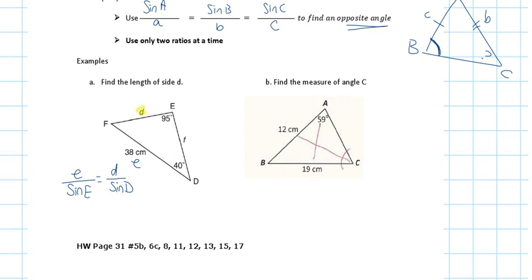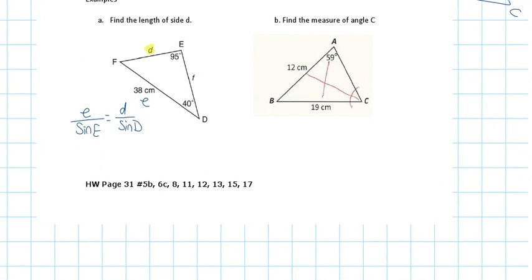All right, so let's plug in the given information. What's my side E equal to? 38 over sine, equals, what's side D? Unknown, so I leave it as D. And then sine. If you want to solve for the letter D, how can you isolate for that letter D? You take sine 40 to the other side and multiply.